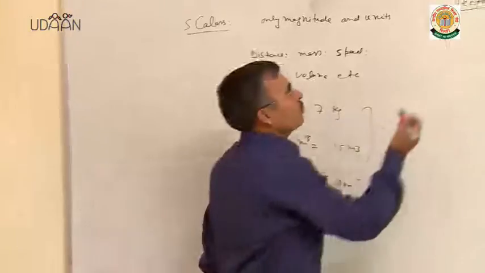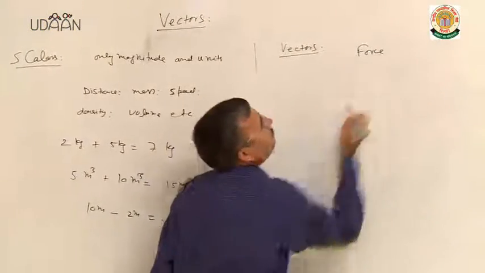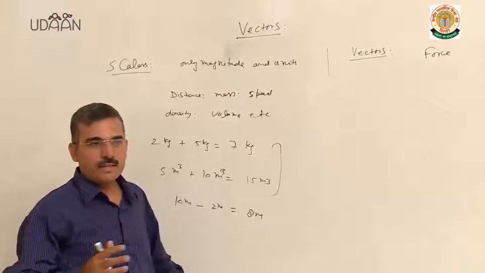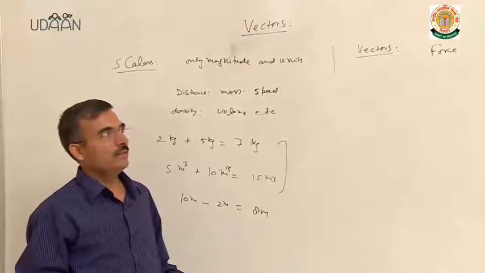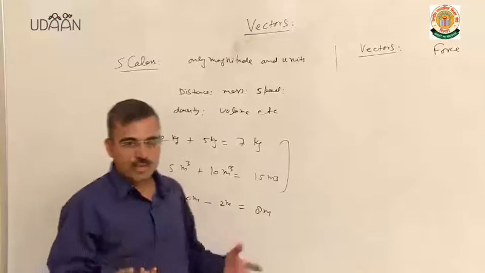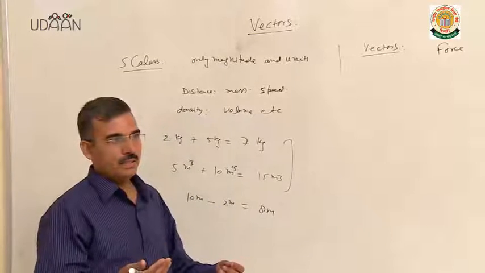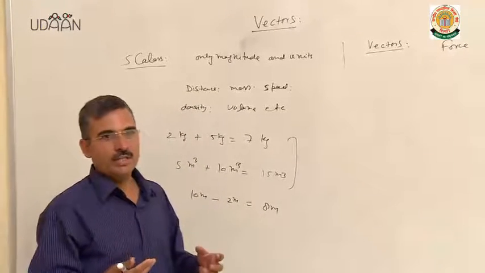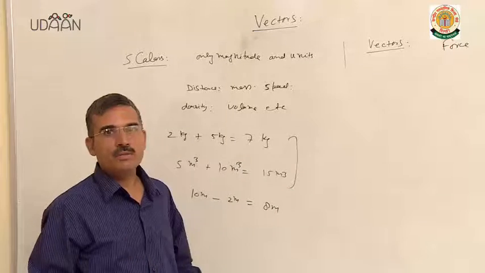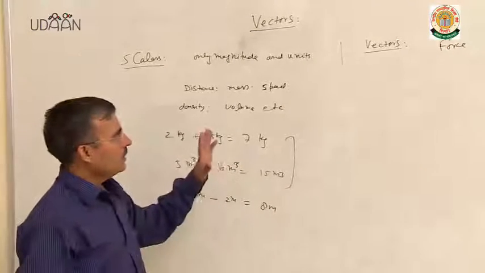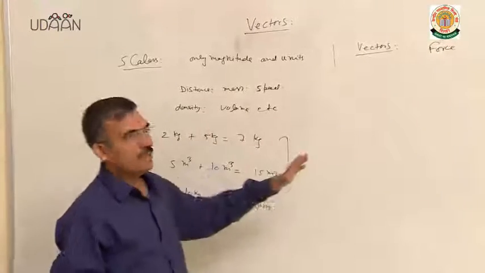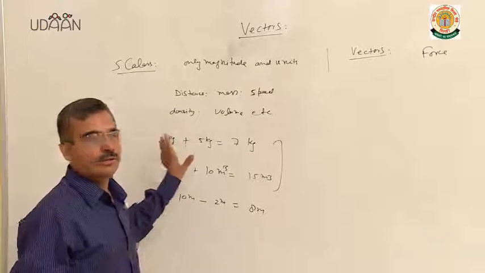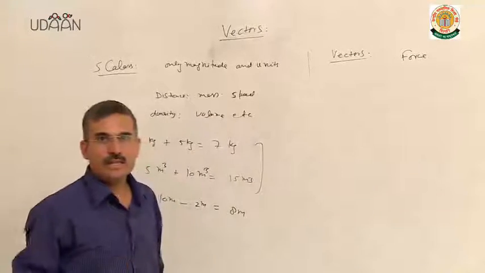For example, force. If I say I am applying 10 Newton force, the confusion in the mind will be in which direction. So the information is incomplete. If I say 10 Newton force is applied on a body towards east, that is complete information. Because of the direction, some physical quantities are different from those which have only magnitude. Those are named vectors.